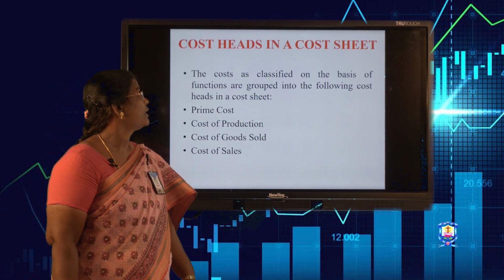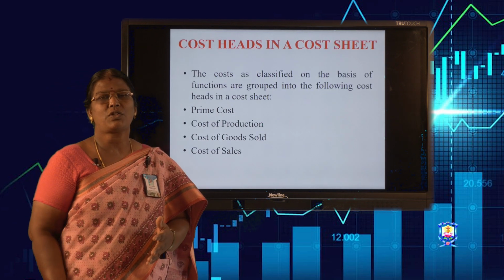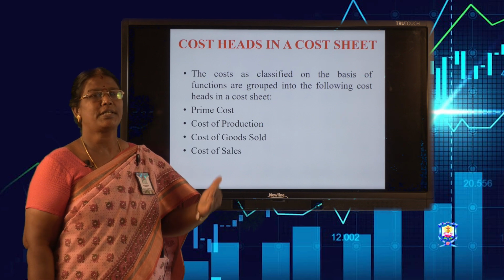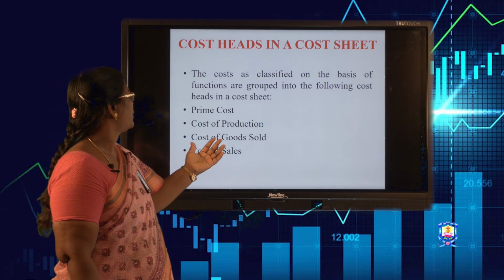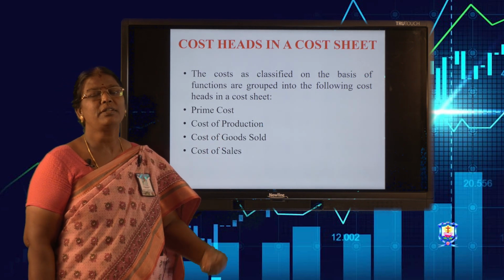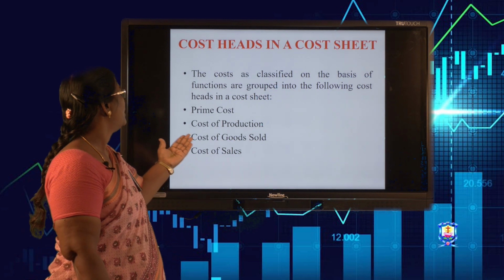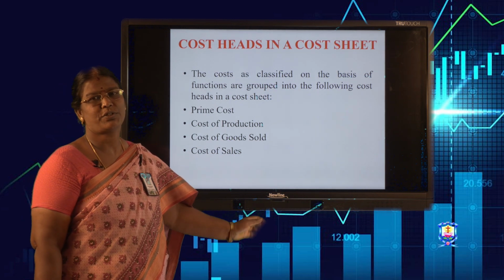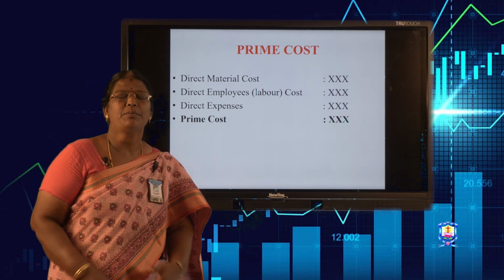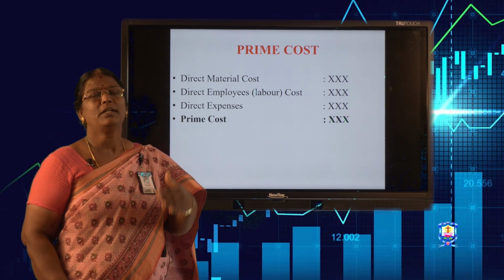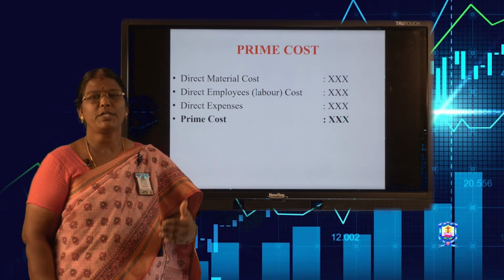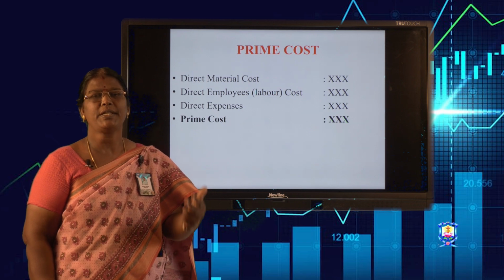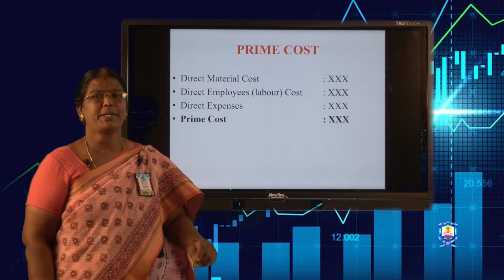We have various cost heads in a cost sheet. These costs are classified on the basis of function and grouped into various heads, that is prime cost, cost of production, cost of goods sold, and cost of sales. Now let us see each and every element of cost. Prime cost is nothing but the total of direct material, direct labor, and direct expenses. That is called prime cost.